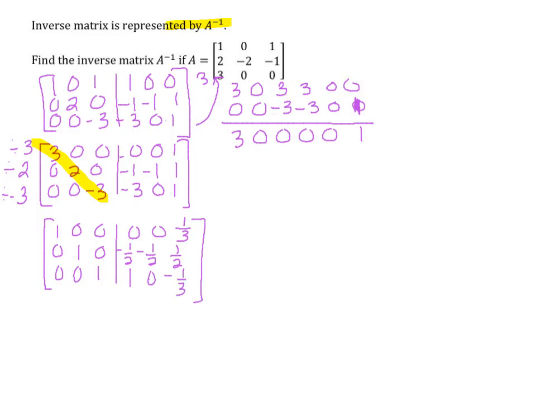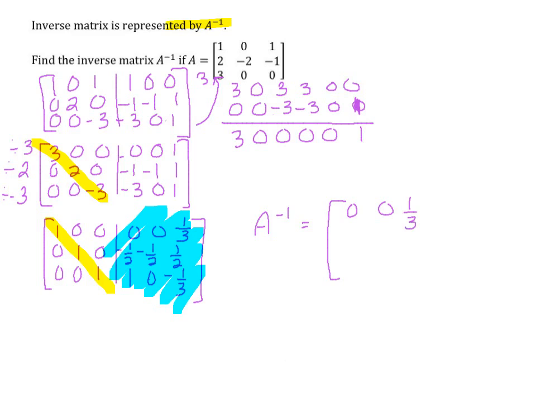So we got our diagonal into 1s, and this part here is considered our inverse, and we would write it something like this: A to the -1 is equal to 0, 0, 1/3. You'll notice fractions here. It's okay to have fractions. It's very common to have fractions. But this would be our inverse.